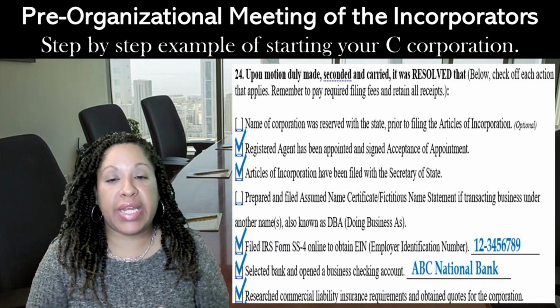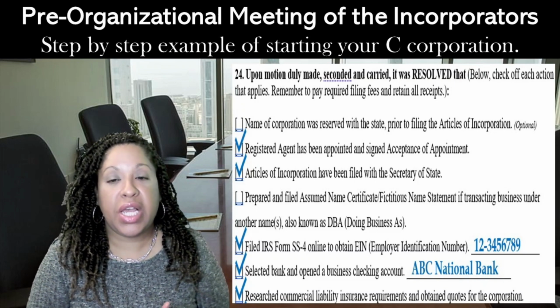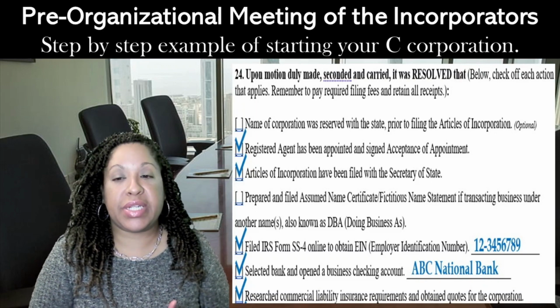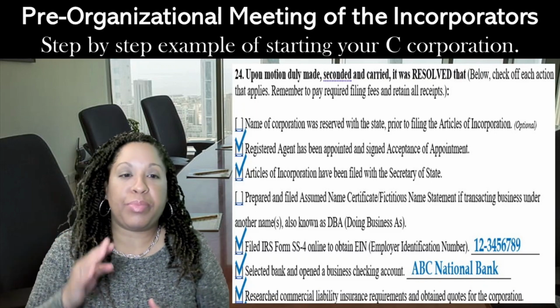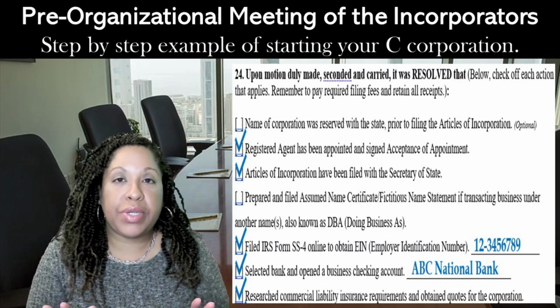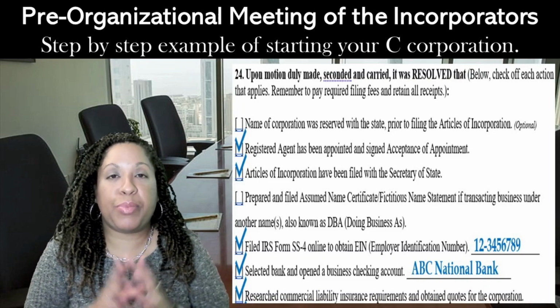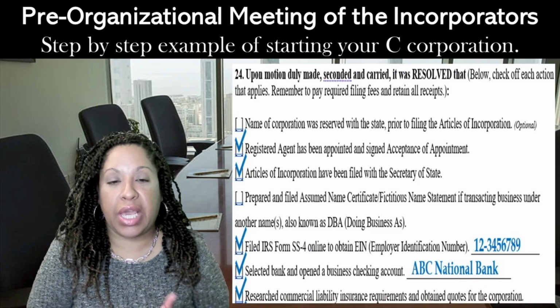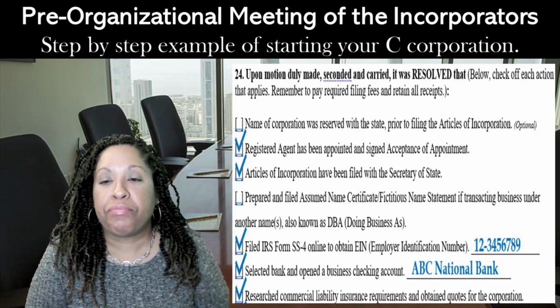Prepared and filed assumed name certificate, fictitious name statement if transacting business under one. So that's that DBA, doing business under another name. They're not doing business under any other names but the one that they chose. So we will not check that box. Everything's okay.